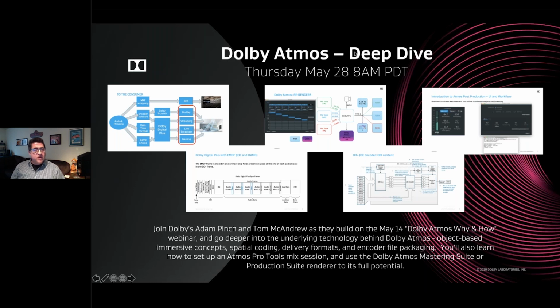We're going to talk about object-based immersive concepts in general, spatial coding, which is used specifically for home entertainment Atmos, the various delivery formats, encoder formats, and encoder file packaging. And we'll walk you through how to set up a Dolby Atmos Pro Tools mix session and use Mastering Suite or Production Suite, again diving deeper into the tools and into the signal routing between the DAW and the renderer, and the outputs to the room, how to look at things like volume or loudness monitoring. So again, we go much deeper. You know what, we're going to need more than an hour now that I'm thinking about it. But that session is going to be coming up in 2 weeks. Block out a few hours of your time that day, guys.